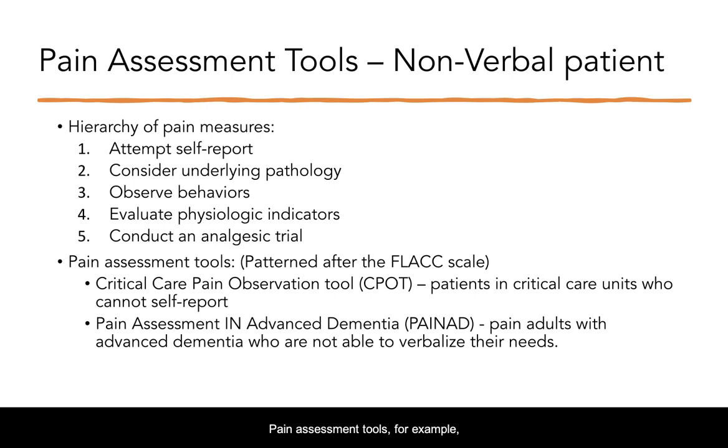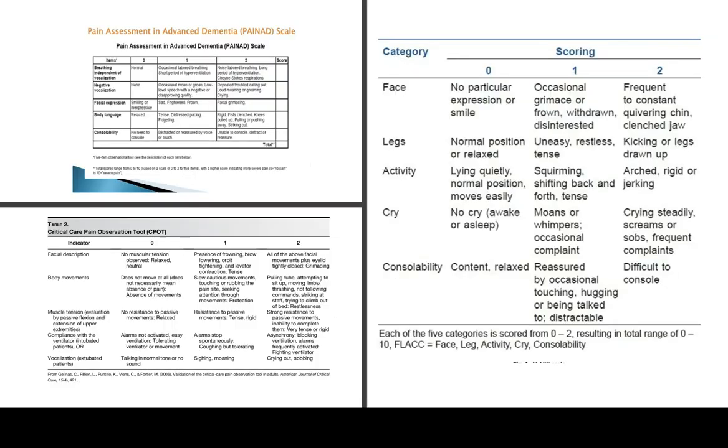Pain assessment tools, for example, they're patterned after the FLACC scale. The CPOT is a pain assessment scale we use in critical care patients who cannot self-report their pain. They cannot tell us because they're not responsive. And so we use that pain scale for them. And then we have the pain assessment in advanced dementia patients that we call the PAINAD scale. This is for adults who have advanced dementia who are not able to verbalize their pain.